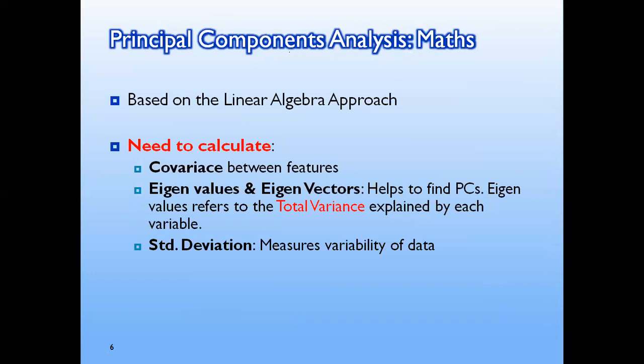So if you see the mathematical model for principal component analysis, it is based on a linear algebra approach. And here we need to calculate the covariance matrix for all the features in the data set, which represents the correlation between all the features in the data set. Then we also need to calculate the eigenvalues and eigenvectors, which help to find the principal components. Eigenvalues refer to the total variance explained by each variable. As we say, we select the features that have only high variance. So these eigenvalues and eigenvectors help you find the total variance between these features. And that's why we need to calculate the eigenvalues, and also the standard deviation, which measures the variability of the data.